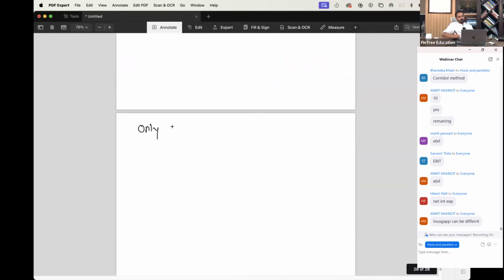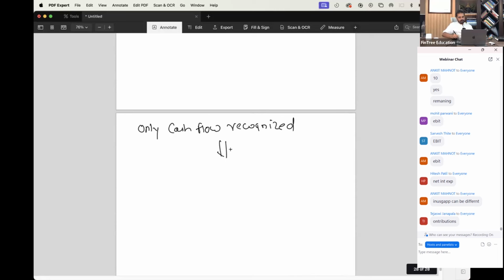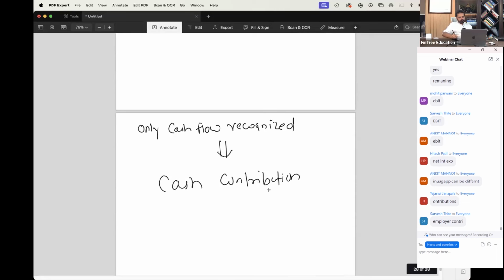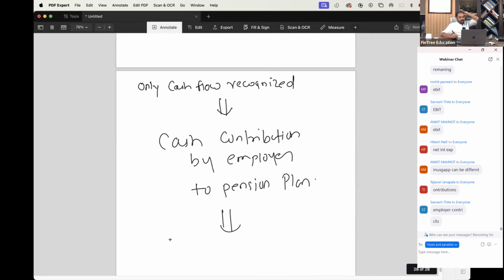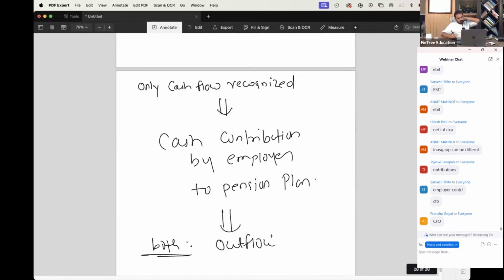All right. And now the only thing left to remember is the cash flow treatment of this. And the only cash flow that's recognized out of this entire accounting process is cash contribution by employer to pension plan. Correct? We are accounting for the employer, not for the pension plan. So cash contribution made by the employer to pension plan, and under both, this is an outflow from CFO. And finally, we are done.